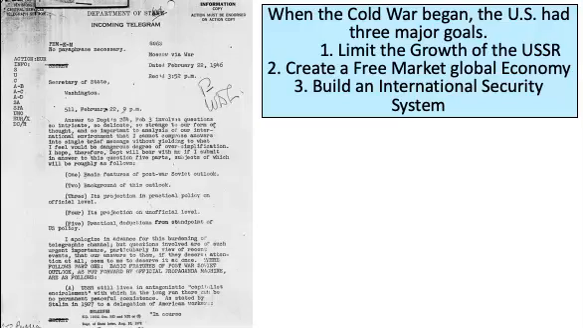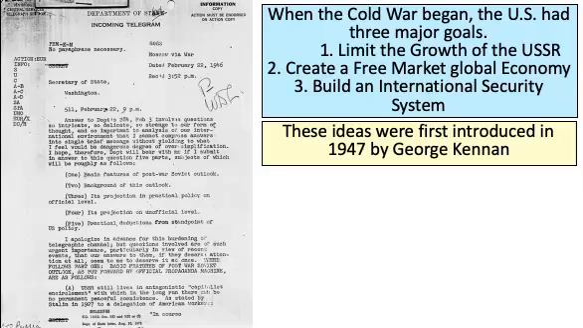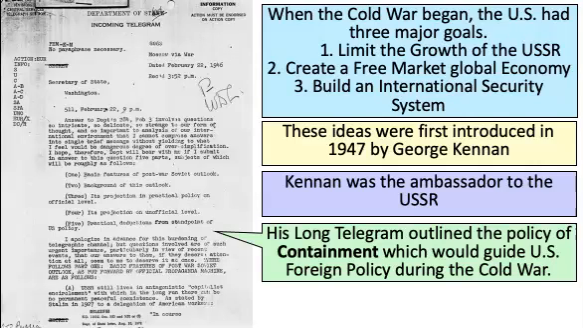Now, these three ideas are first introduced in 1947 by a guy named George Kennan. And it's in the telegram that you see on the left-hand side where he introduces these ideas. Kennan had been the ambassador to the USSR at this time and for the years during the Second World War. And what he gives is what's called the Long Telegram, the name of the document, because it was a telegram and it was like 54 pages. It was fairly long.